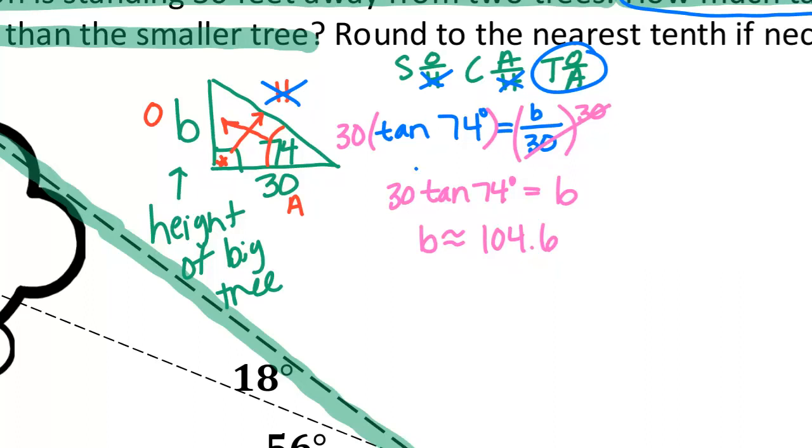Are we able to put 105? You want to keep it to the nearest 10th. The directions say nearest 10th. Right here. Nearest 10th. Alright, and this is feet. I just found that the bigger tree's height is 104.6 feet. This is only so far the height of the big tree.